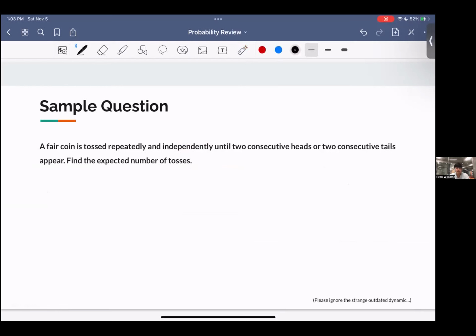Okay, so let's consider a fair coin that's tossed repeatedly and independently until we get either 2 consecutive heads or 2 consecutive tails, right? Well, we know that after the first toss, the probability that the next toss is the same as my prior toss is just a half, right? The first toss was a heads, so the probability that the next one is also a heads is just a half. So we can denote y as the total number of tosses.